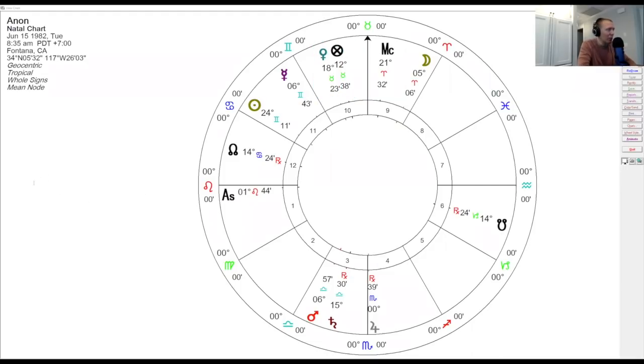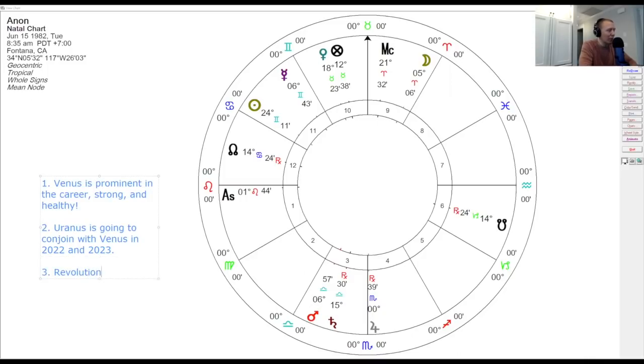We know, for example, I'm just going to write this down for you guys. We know Venus is prominent in the career, strong and healthy. Okay, so it's a pretty good Venus. We know that Uranus is going to conjoin with Venus in 2022 and 2023. So let's form a delineation. Revolution in career, revolution of style, disruption to habits or norms in career, or related to Venusian themes.